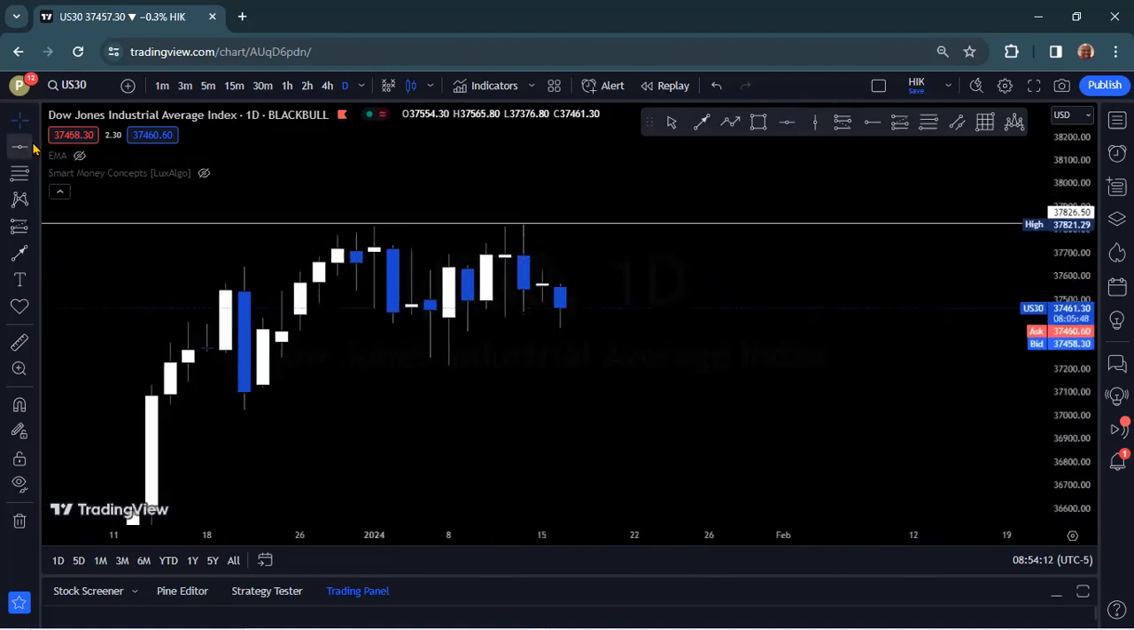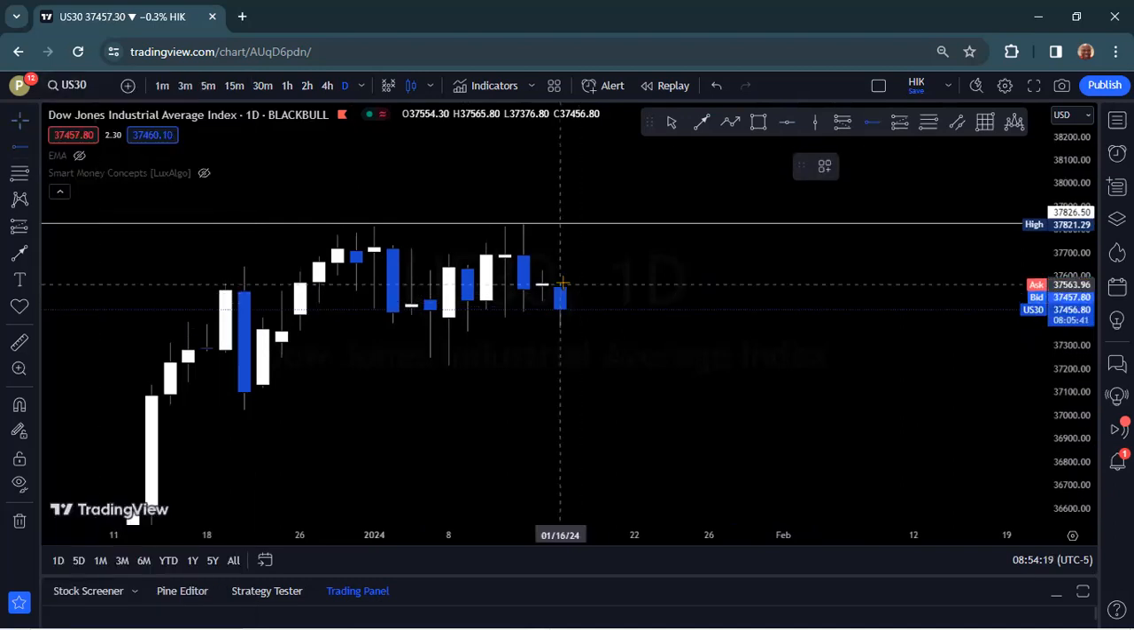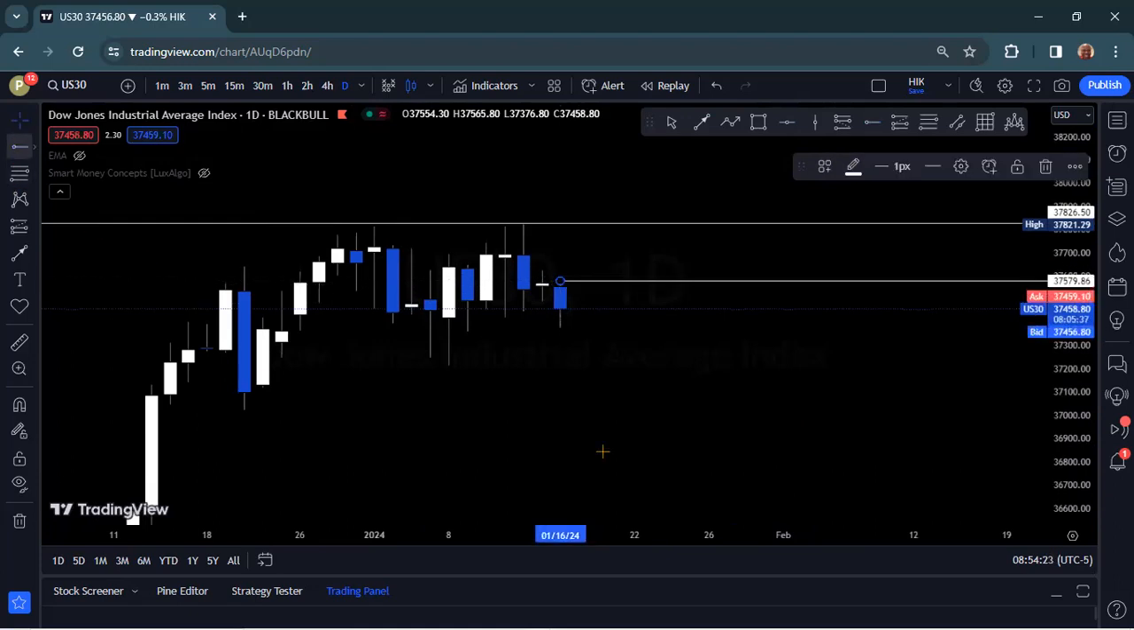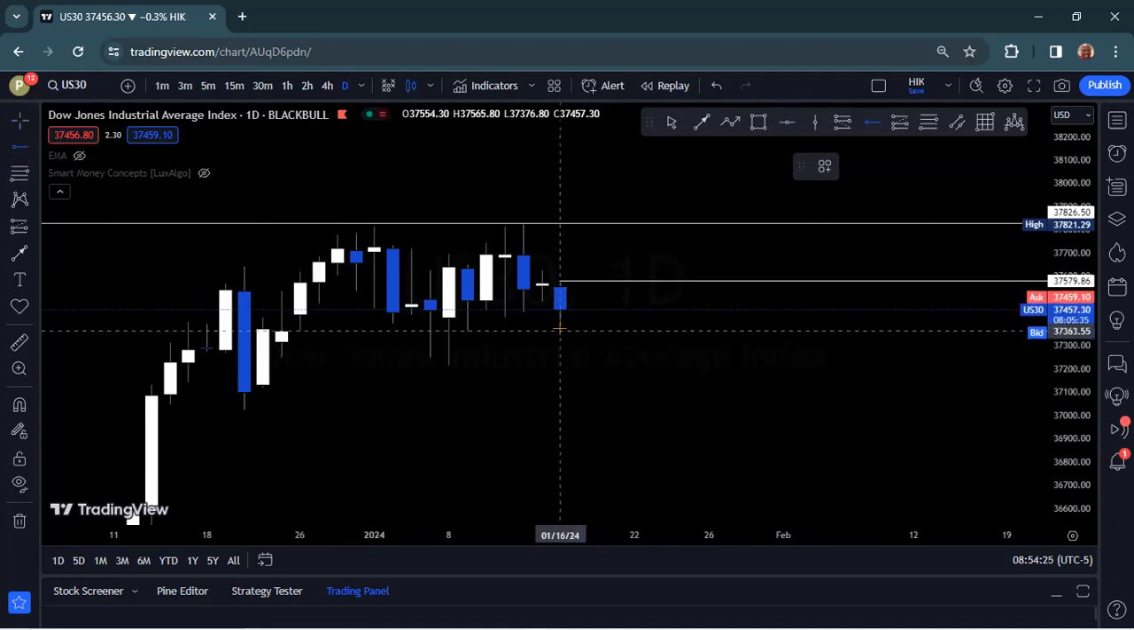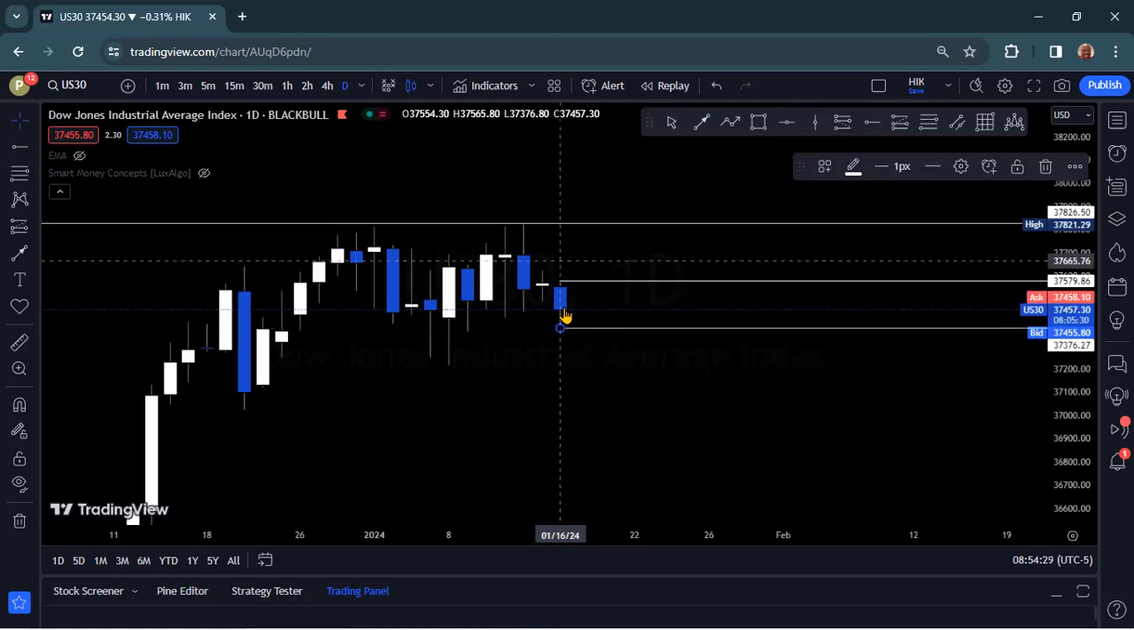I want to put a horizontal ray on the top of this candle, and the same horizontal ray on the bottom of this candle, because this is my daily range for today.